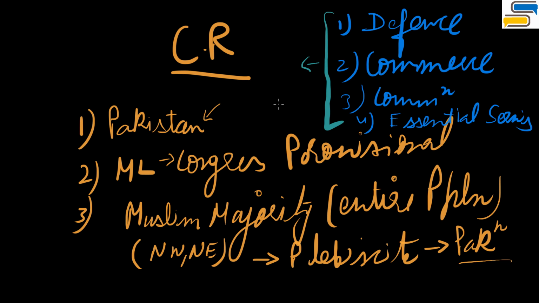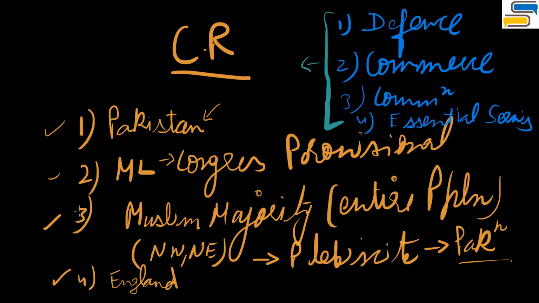And the fourth important point under the CR formula was that the terms of the CR formula, these 1, 2, 3 terms, will be operative only if England transfers the power to India. Otherwise, what is the point of dividing the country unnecessarily, so that the Britishers also don't go and we make a Pakistan also? So this was the CR formula.